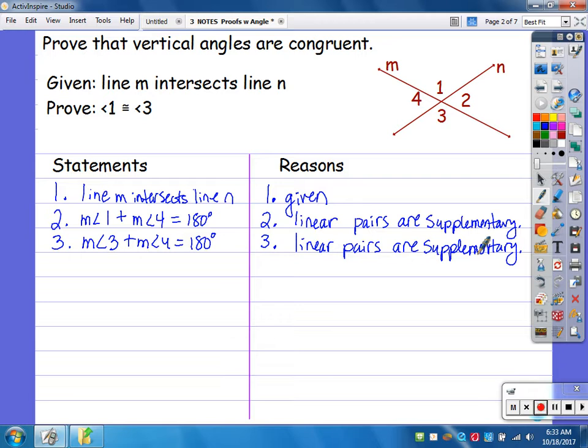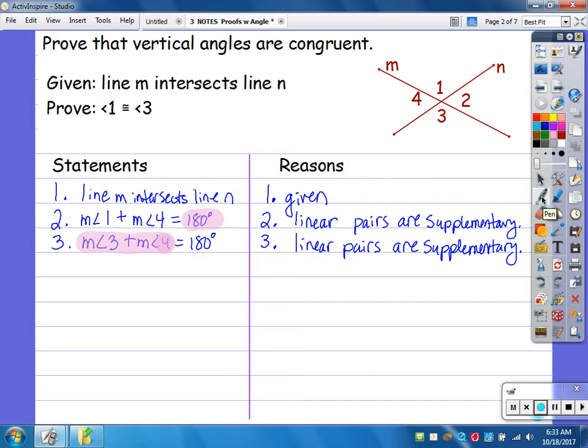Now this is kind of an odd substitution, but since I know that angle 1 plus angle 4 equals 180, and the measure of angle 3 plus the measure of angle 4 equals 180, both of these equal 180. So what I'm going to do is substitute the measure of angle 3 plus the measure of angle 4 for 180 degrees here. Those are the same thing because they're both 180 degrees.